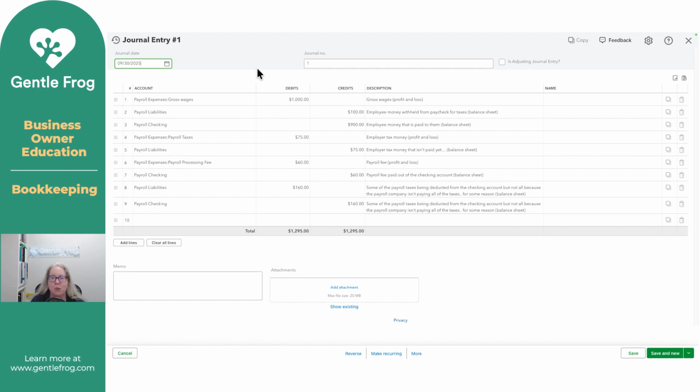In this make-believe scenario, we have employees. They get paid via direct deposit. There's a payroll company that processes the payroll. The payroll company takes all of the tax money except for a little tiny bit. The employer needs to keep track of that and remit that separately. So that's our scenario.